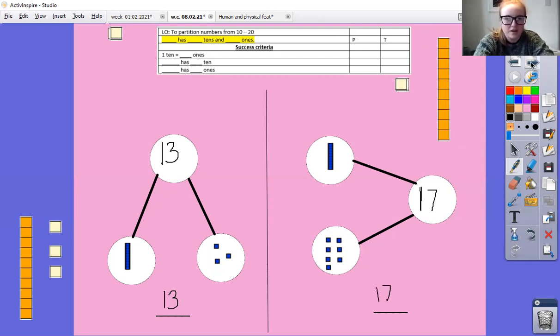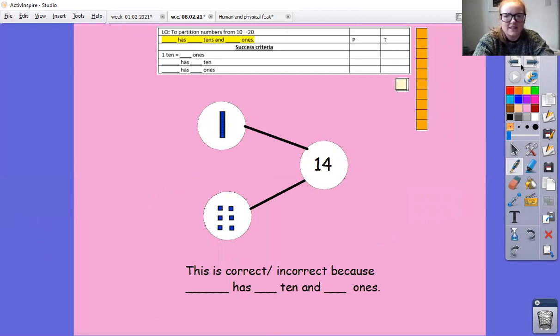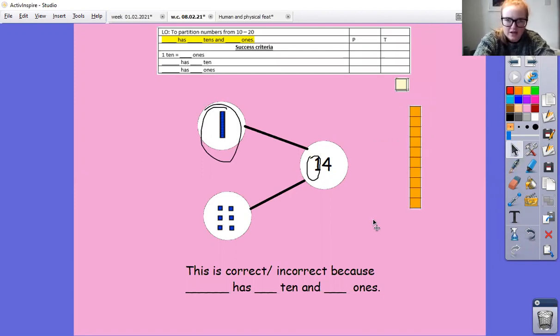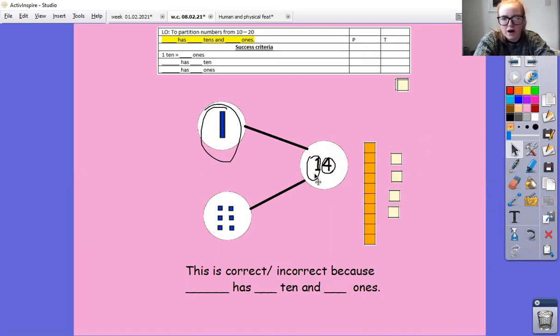Fantastic. Okay. Is this correct? So let's have a look at this one. Here, this is saying that my whole is 14. Well, let me get that out with my Dienes here. It says I've got 1 ten, because there's a number 1 here, and I can see that 1 ten is represented here. And how many ones should I have? I should have 4 ones. So 4 ones in my cubes look like this: 1, 2, 3, 4.